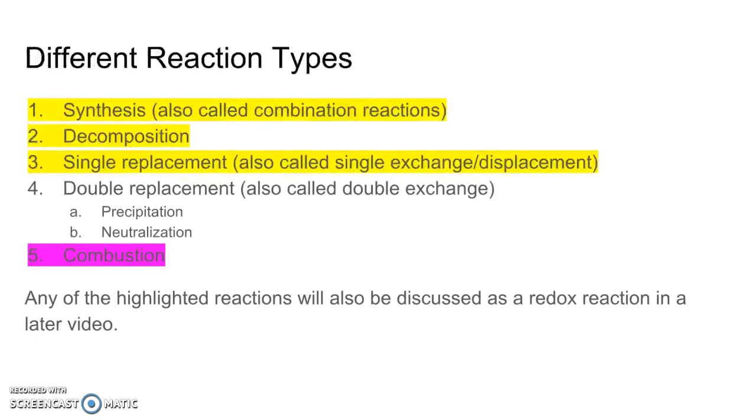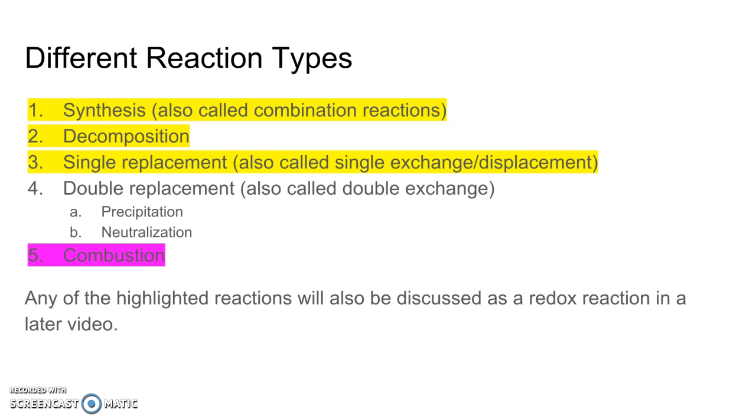So we've talked about 5 different reaction types during class at this point. You've seen them in the demos, and you've done the activity in class. So there's synthesis, also called combination reactions, decomposition reactions, single replacement, which we could also call single exchange or displacement. There's double replacement, and double exchange is also a name for those as well.